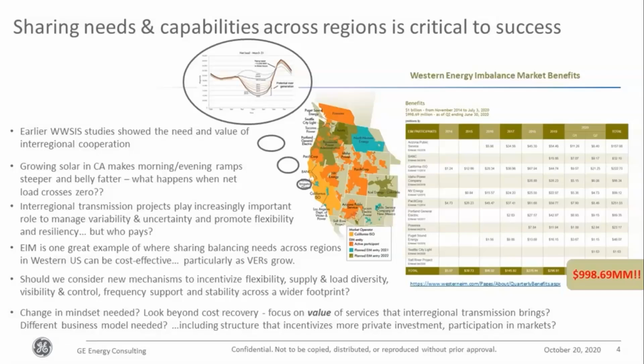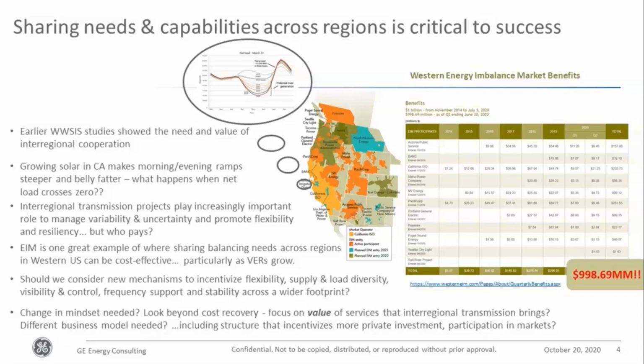The example I have on the right side of this slide is, after we showed back in the Western integration studies that there is value to spreading out the diversity and the footprint of sharing across larger regions. The energy imbalance markets have been put in place since around that same time, around 2014. And from then to now, there has been a lot of success in those imbalance markets being very cost effective.